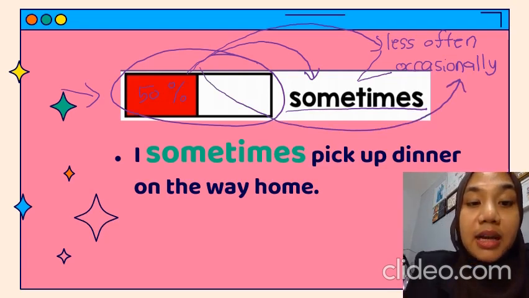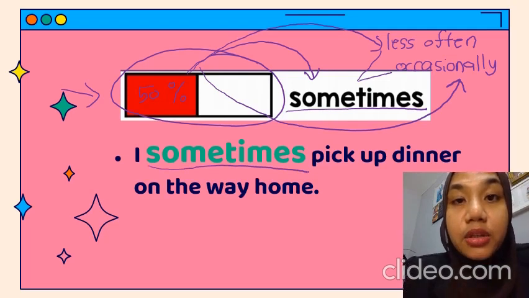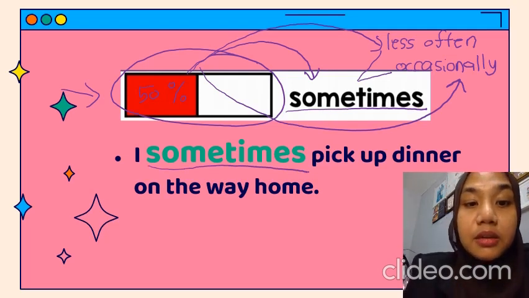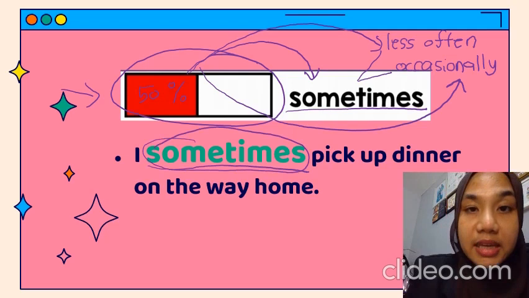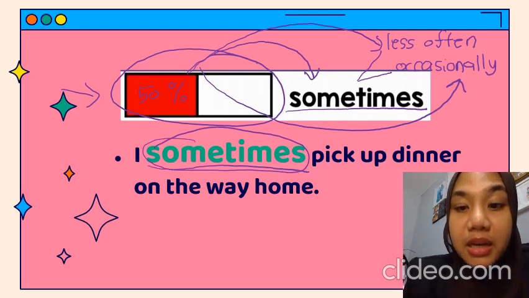For example, I sometimes pick up dinner on the way home. The word sometimes here shows that I occasionally pick up dinner on the way home, but not every day. It does not happen every day and not often. Okay?